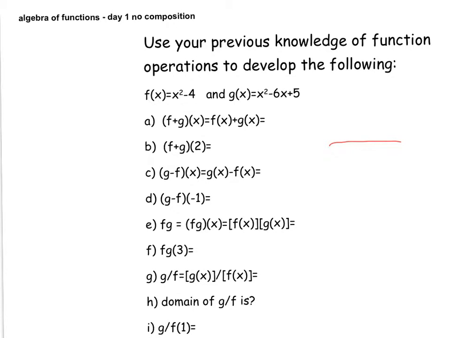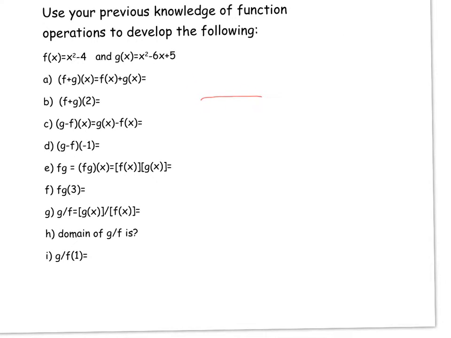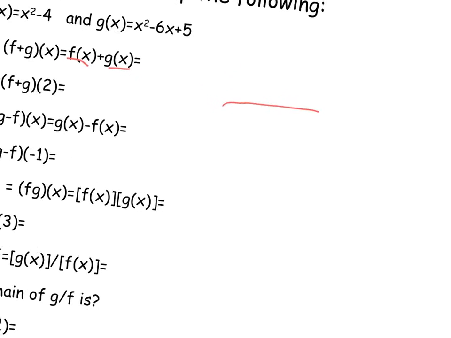So in this situation, we are trying to find this first one, f plus g of x. Essentially what that means is that we are going to find f of x plus g of x, and we are literally going to just add those two functions together. So when we have f plus g of x, we can rewrite that as f of x plus g of x. I'm going to zoom in on this just a hair.